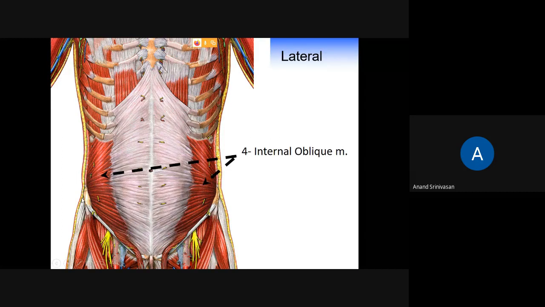If you see the internal oblique, the origin is from below. It is arising from the inguinal ligament and also from the iliac bone, and the direction it's going is opposite to that of external oblique. It is going upwards and medially. So this is the internal oblique muscle, and this is the internal oblique aponeurosis.